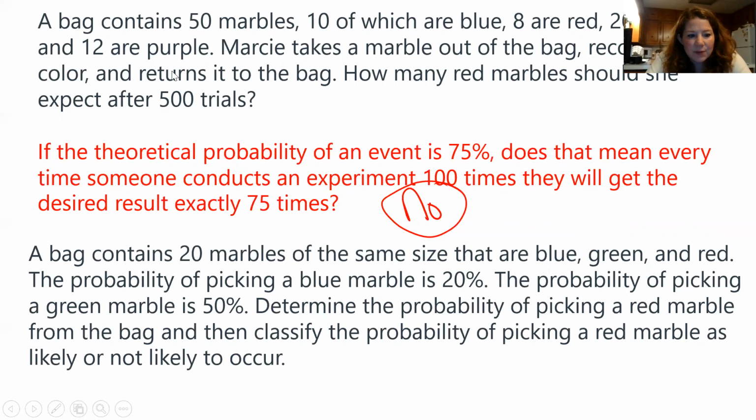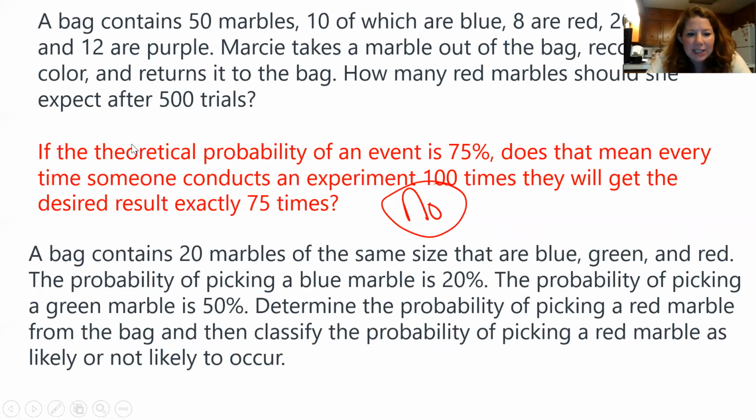Number whatever, the last one maybe. Is it the last one? I think it is. A bag contains 20 marbles of the same size that are blue, green, and red. The probability of picking a blue marble is 20%. The probability of picking a green marble is 50%. Determine the probability of picking a red marble from the bag and then classify the probability of picking a red marble as likely or not likely to occur.